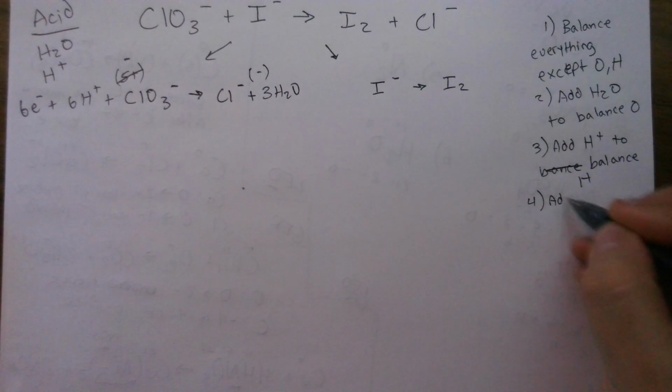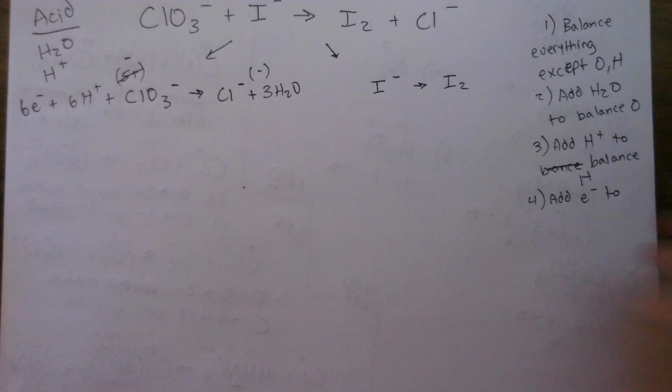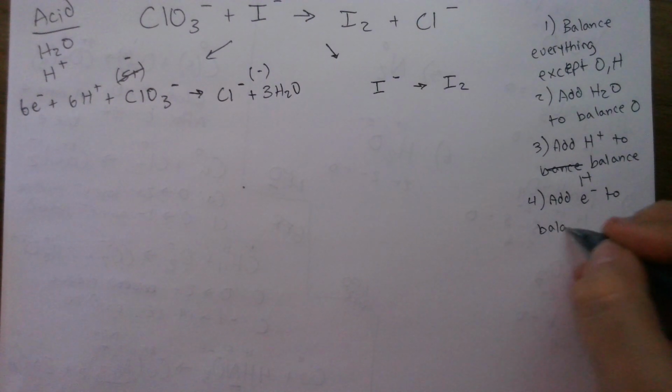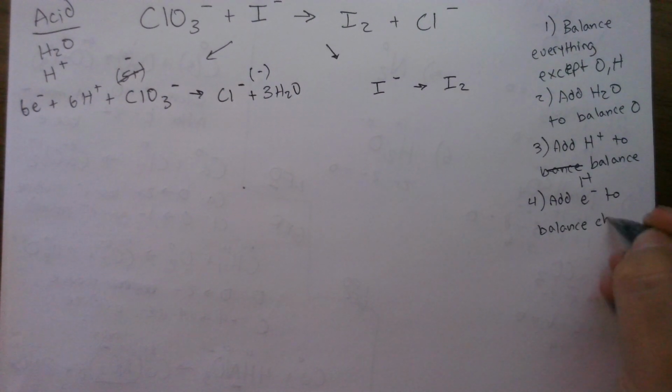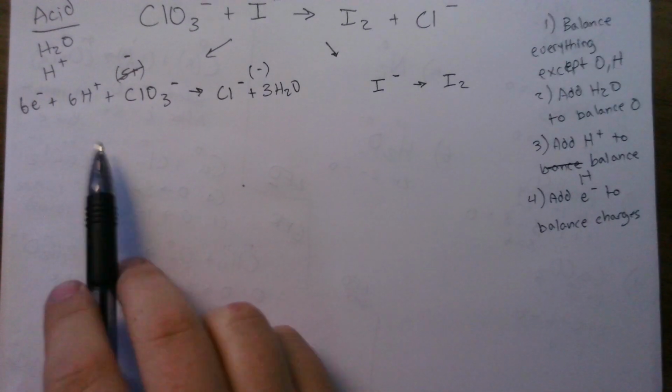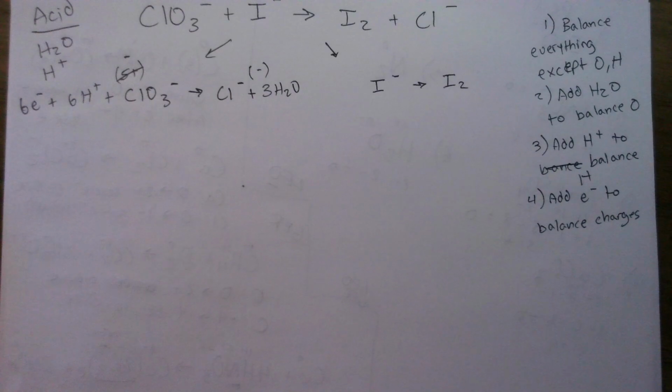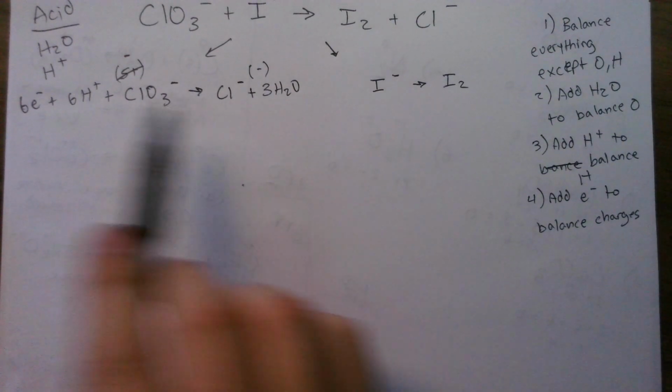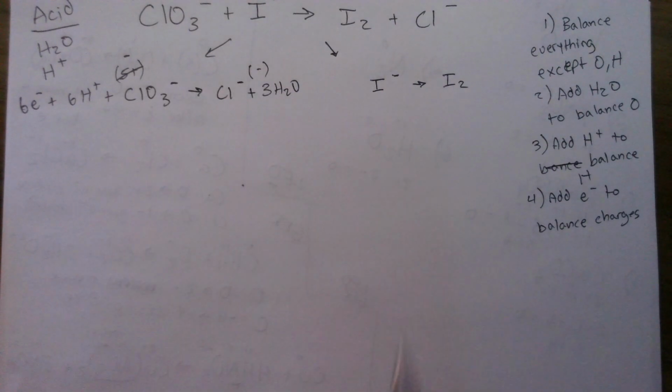So you're going to add electrons to balance charges. And now this is a balanced half reaction. Your charges on both sides are equal. Your number of hydrogens and oxygens and chlorines on both sides are equal. That side is good to go. Repeat the process for the other one.